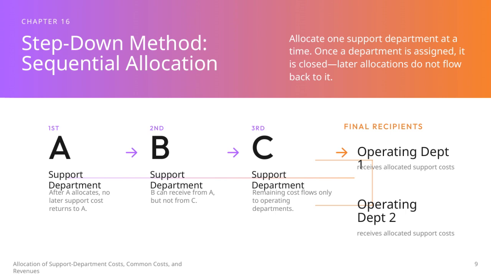Then we proceed to the third support department, Department C, which cannot receive costs from Department B or Department A at this stage. The key idea is that after each support department's costs are allocated, they no longer receive any further allocations. Ultimately, all remaining costs flow into the operating departments, which are the final recipients of these allocated support costs. This method ensures a clear, step-by-step allocation process that avoids circular allocations between support departments.